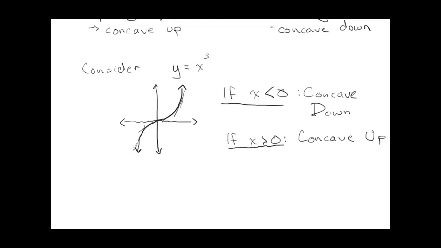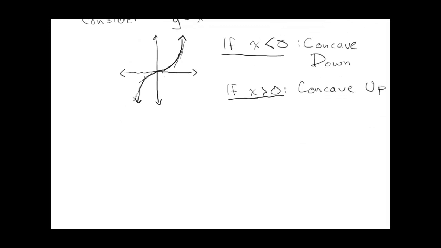And actually, this point, x equals 0, turns out to be a pretty important point too, because this is the point where we kind of switch. It switches from being concave down to concave up. A point where you switch concavity, that's actually a special point. We actually give that a name. That's called the point of inflection, or an inflection point.